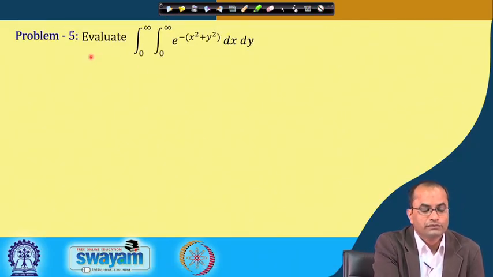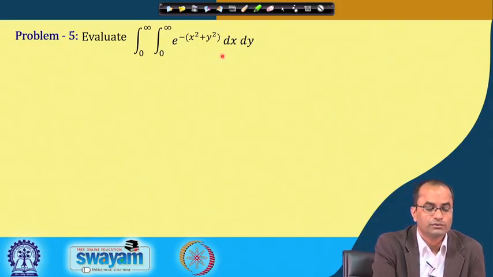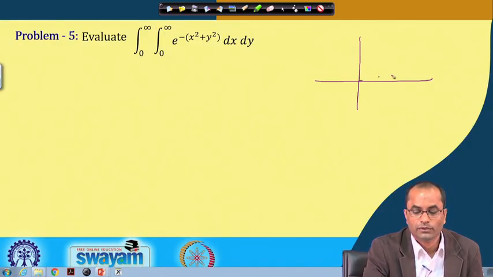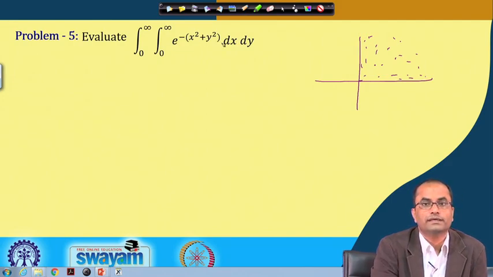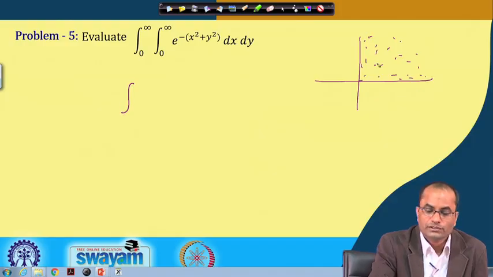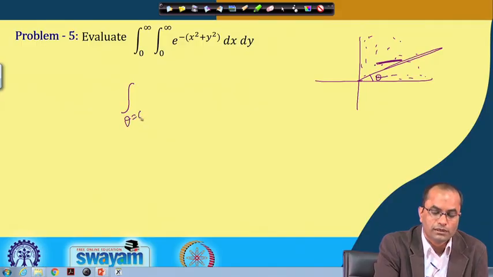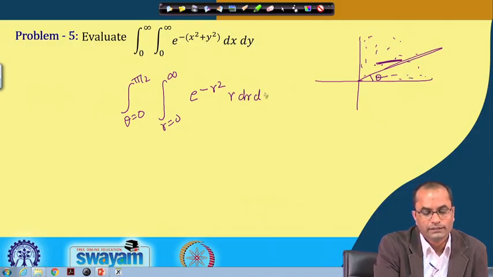The last example, another important example, which we can evaluate with the help of polar coordinates. So, 0 to infinity, 0 to infinity, that means we are talking about this first quadrant, all the way up to infinity, and then e power minus x square plus y square dx dy. For this region, now in terms of r and theta, theta varies from 0 to pi by 2, and r varies from 0 to infinity, and e power minus x square plus y square will become r square, and then dr d theta.